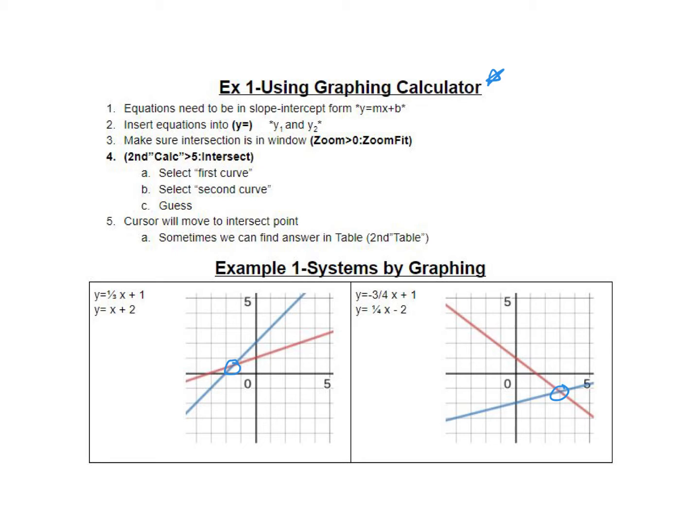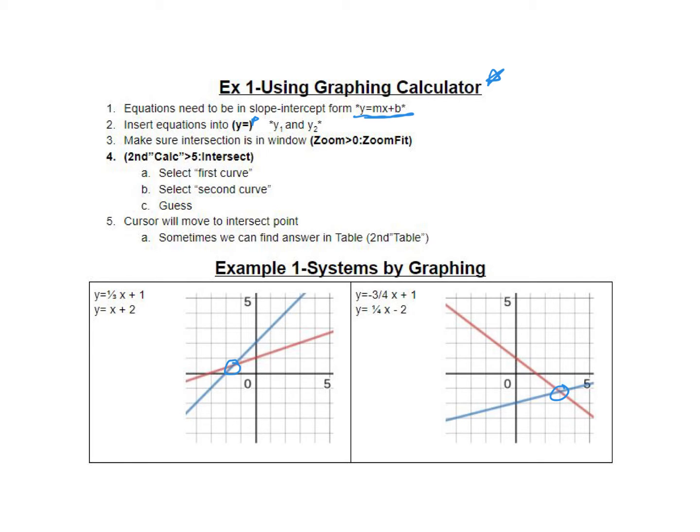The steps of that: the first thing you're going to need to make sure of is that the equations are in y equals mx plus b. It's going to be important that we remember how to convert them back to y equals mx plus b if they are not given to us in that form. Then in the y equals screen on your calculator, there's going to be a y1 and y2 that we're going to use. We always want to make sure our zoom fits so we can see what's going on there.